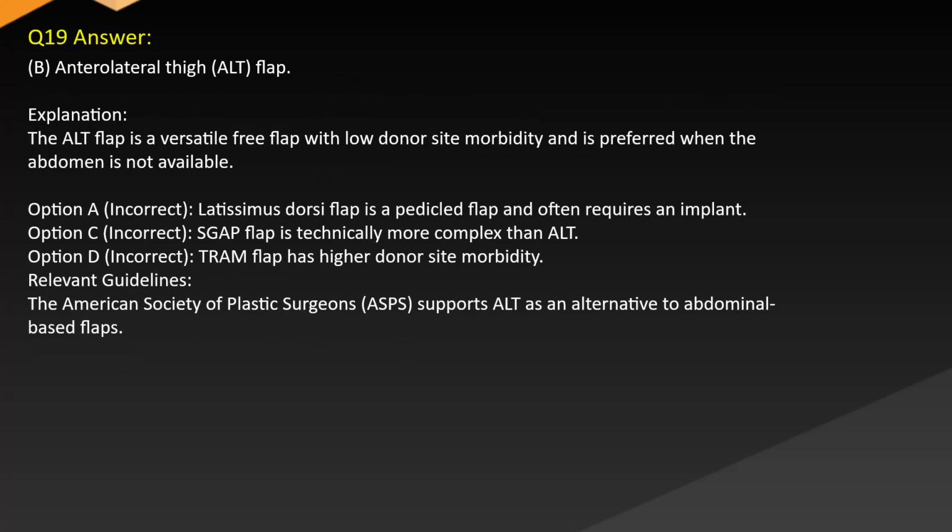Answer B. Anterolateral thigh ALT flap. Explanation: the ALT flap is a versatile free flap with low donor site morbidity and is preferred when the abdomen is not available. Option A is incorrect. Latissimus dorsi flap is a pedicled flap and often requires an implant. Option C incorrect. SGAP flap is technically more complex than ALT. Option D incorrect. TRAM flap has higher donor site morbidity.